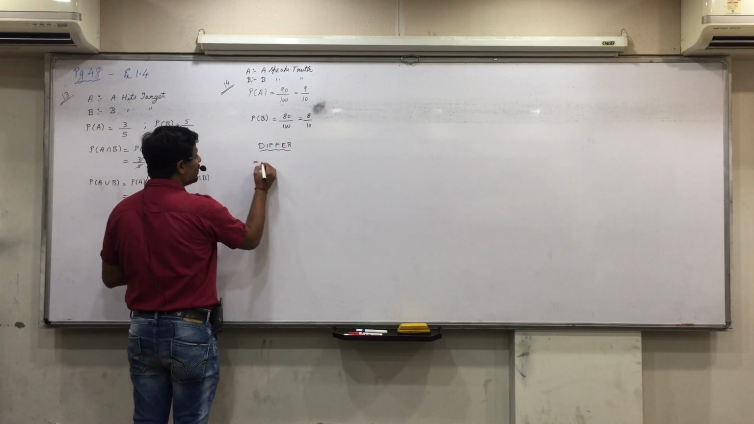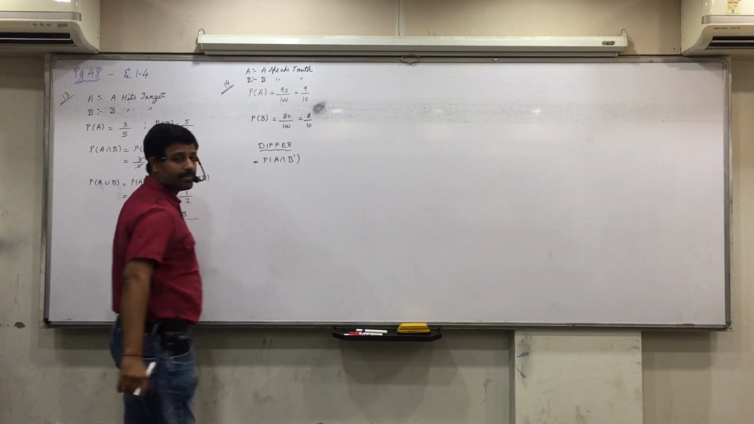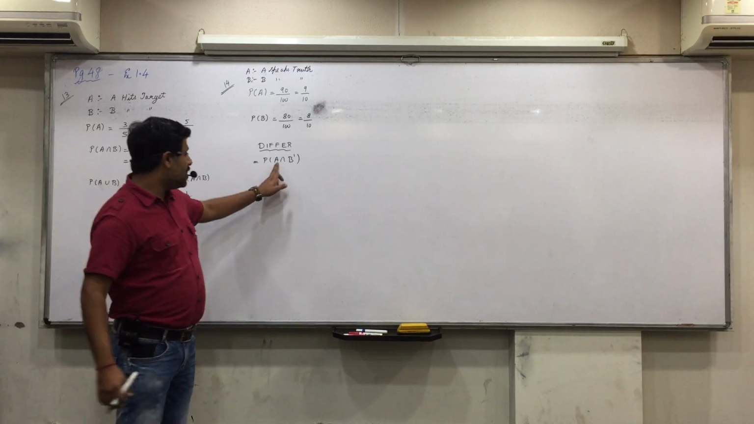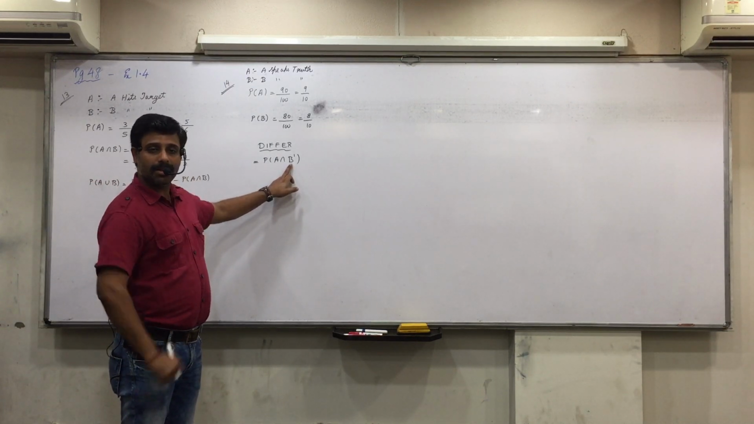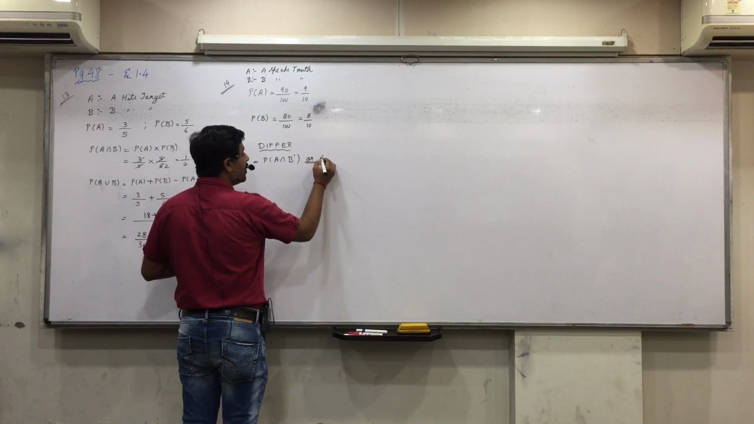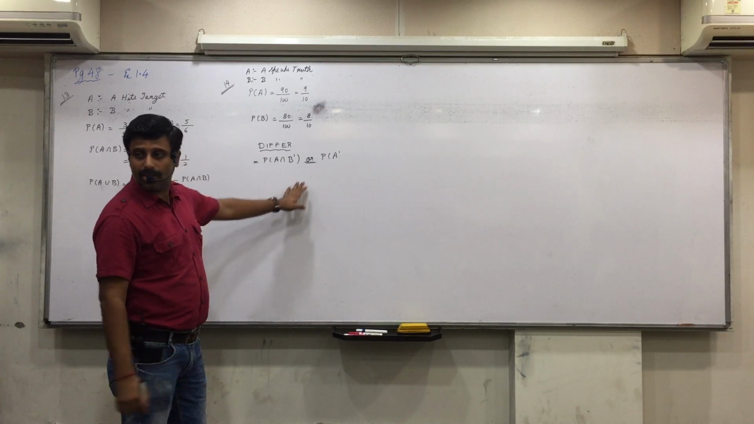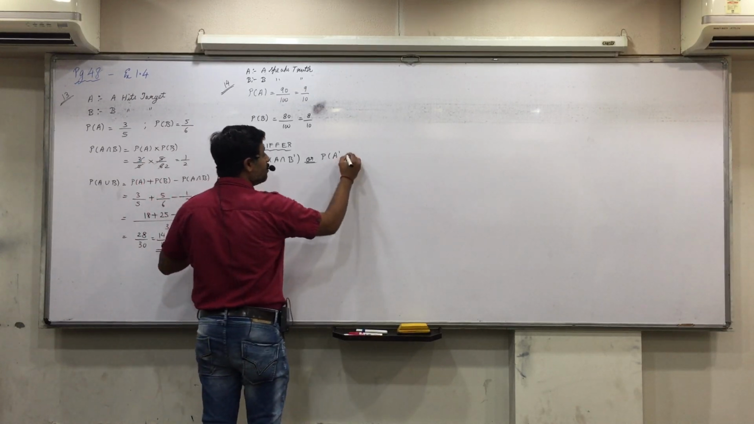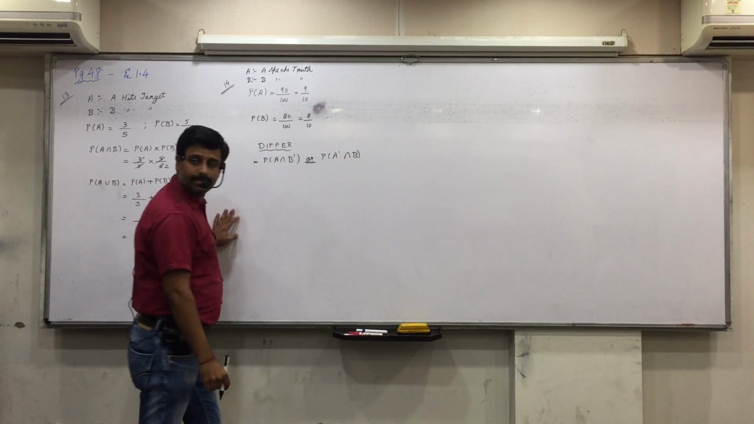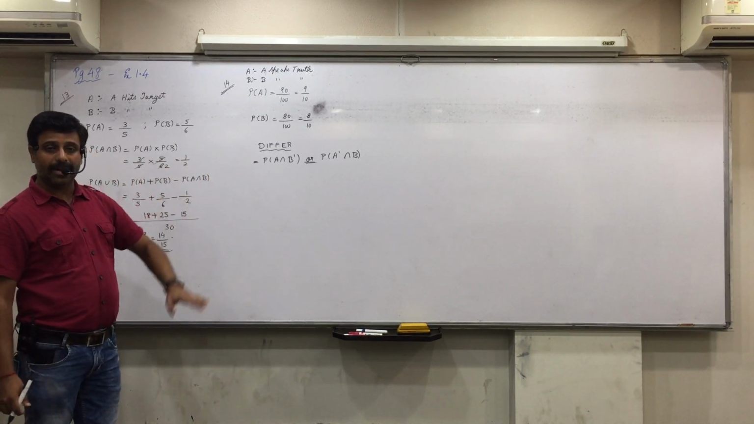Now can I say both of them differ means A speaks truth and B speaks lies? B does not speak truth, B complement. Or A speaks lies, A does not speak truth, A not, and B speaks truth. Did you understand this? Now we can apply the formula of independent events.